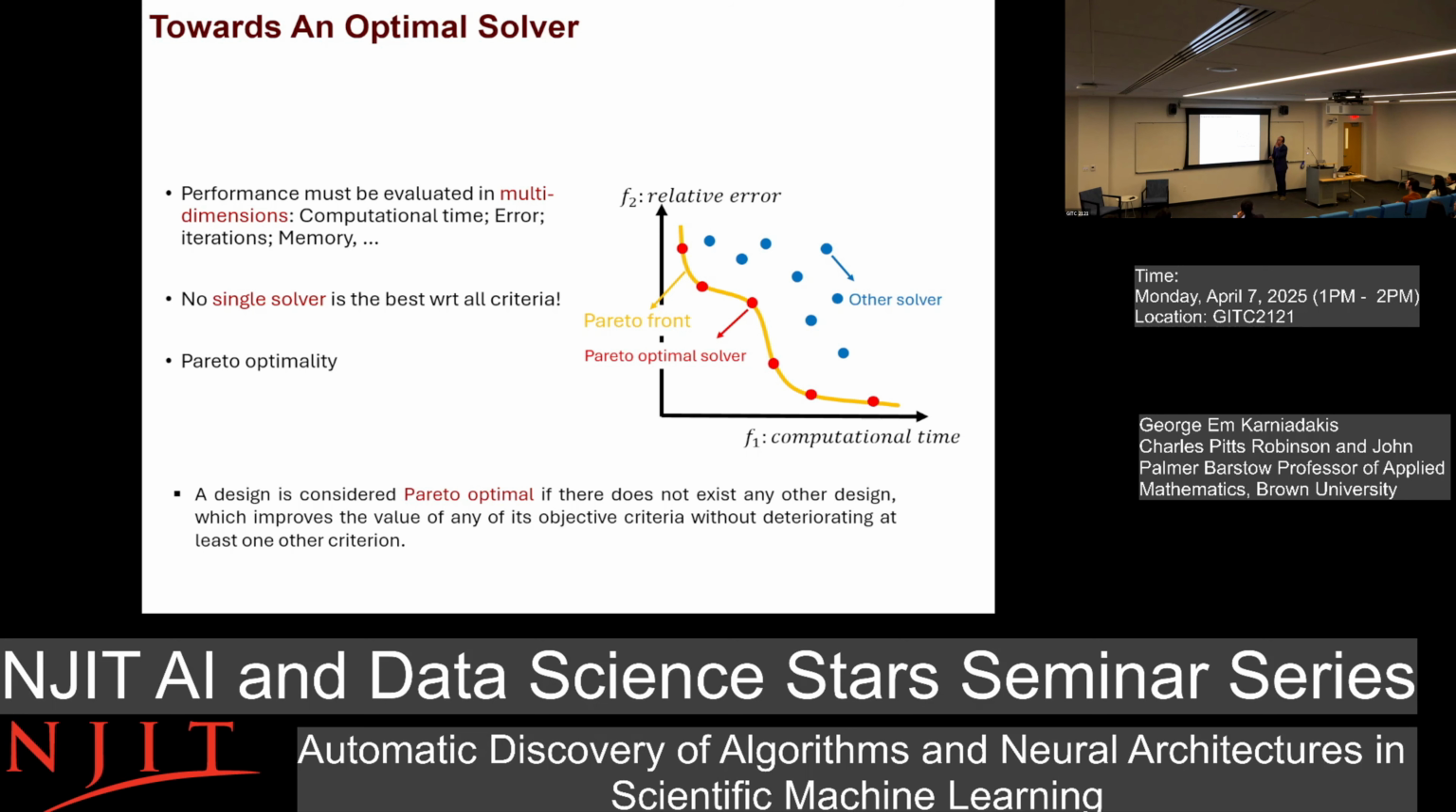Okay, so here's the idea. The idea is, first of all, you have to formulate some metrics. For example, how much does it cost? What is the error? The number of iterations, the memory, the robustness, and other issues, right? So these are your metrics. And then you have to find a minimum with respect to these metrics.